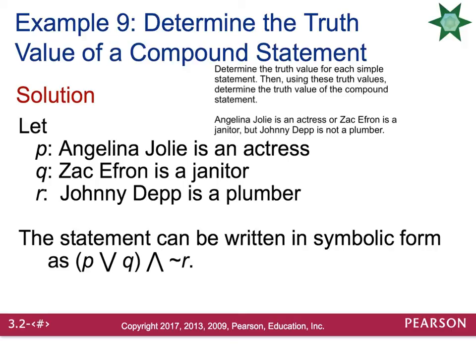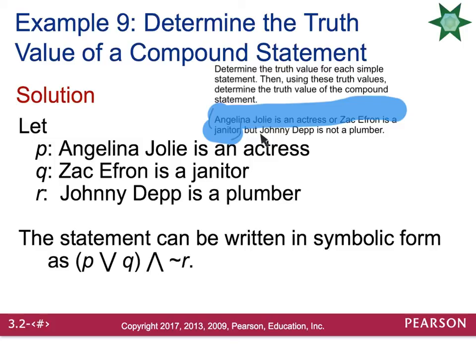You can kind of think of this: you can mark it off, like put your parentheses around where the comma is. Okay. So this is what we group together, this statement here. This first part gets grouped together, and then the rest of it gets put afterwards. Okay, so we're going to put parentheses around this part. So we have Angelina Jolie is an actress, so P, or Zac Efron is a janitor, so or Q.